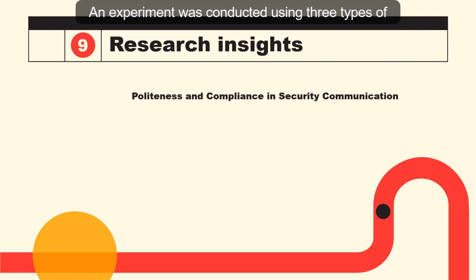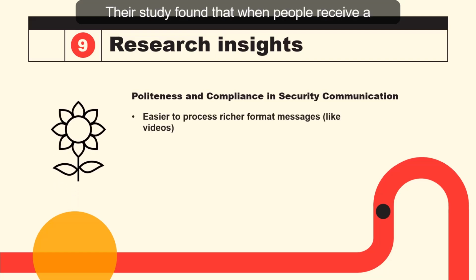An experiment was conducted using 3 types of online communication: text-based messages, text and image-based messages, and video-based messages. Each format was divided into polite versus impolite messaging. Their study found that when people received a message in a richer format, like a video instead of just plain text, they found it easier to process. This means they didn't have to think as hard to understand what was being asked of them.